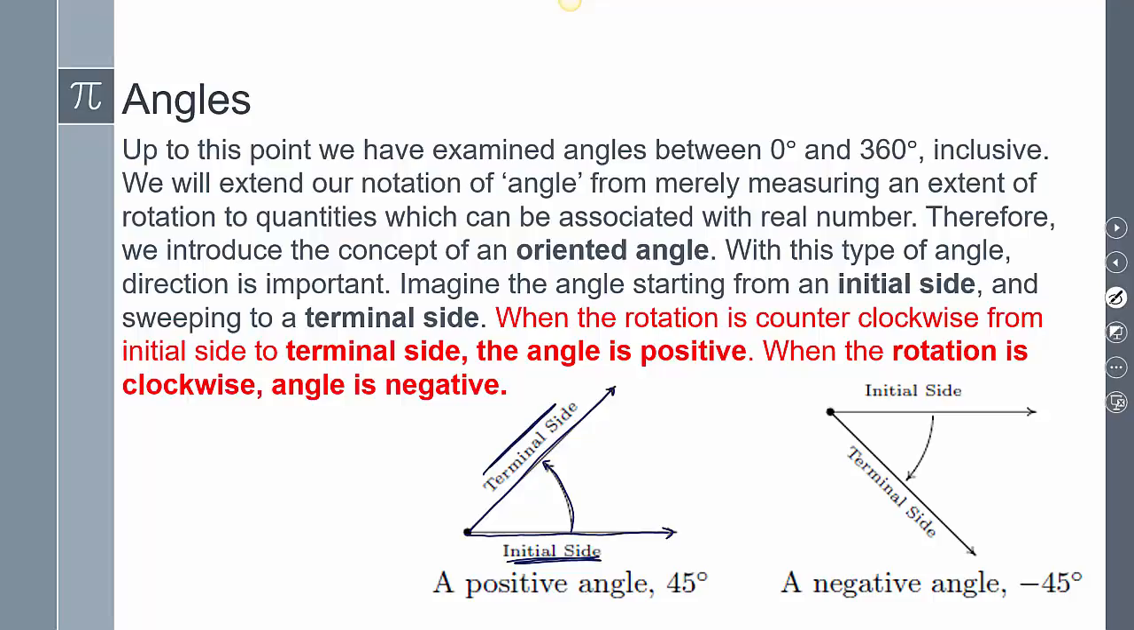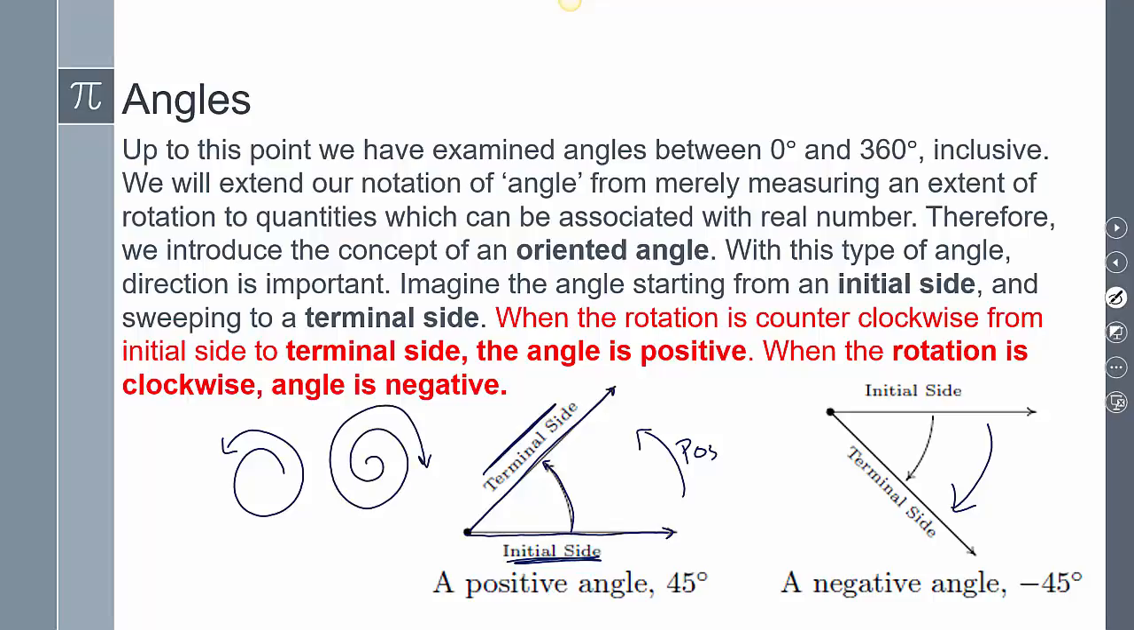Now there is a difference between the two types of rotation. I could rotate this way, or counterclockwise, and we call that a positive rotation. If I rotate this way, or clockwise, that's going to be a negative rotation. So just remember, counterclockwise, rotating this way, is going to be positive rotation, and rotating this way is going to be negative rotation.